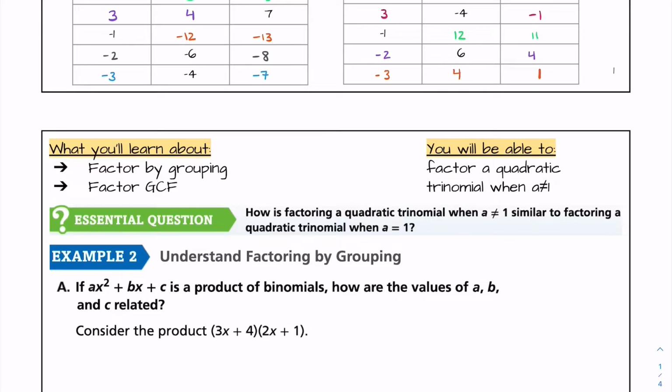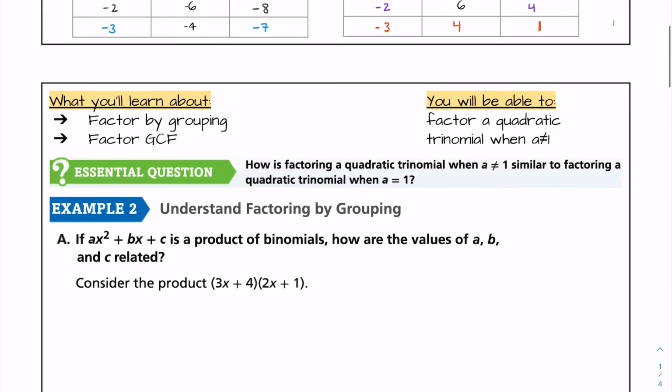So we'll be able to factor a quadratic trinomial when a is not 1. And we're going to do that by factor by grouping. We have a quick factor by grouping. We have a little bit more complicated factor by grouping. We also will be able to factor out a greatest common factor before even factoring it further. So we'll look at all three of those examples.